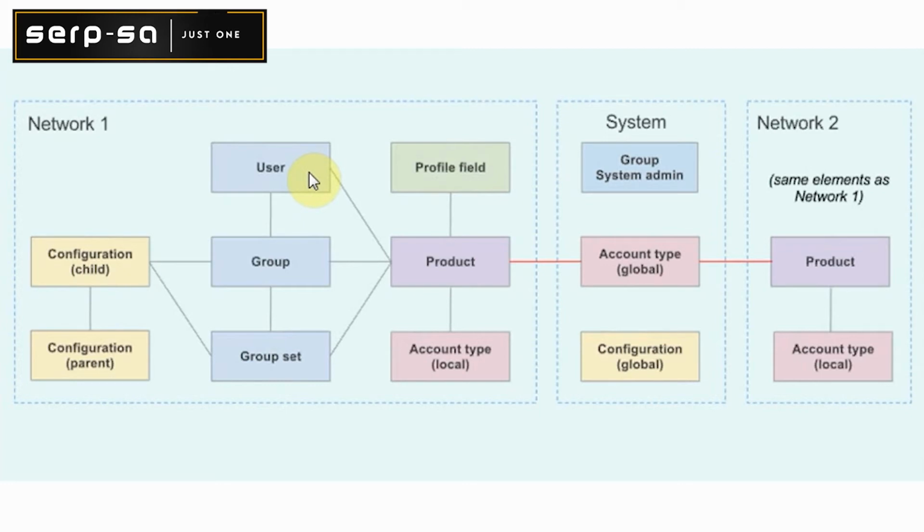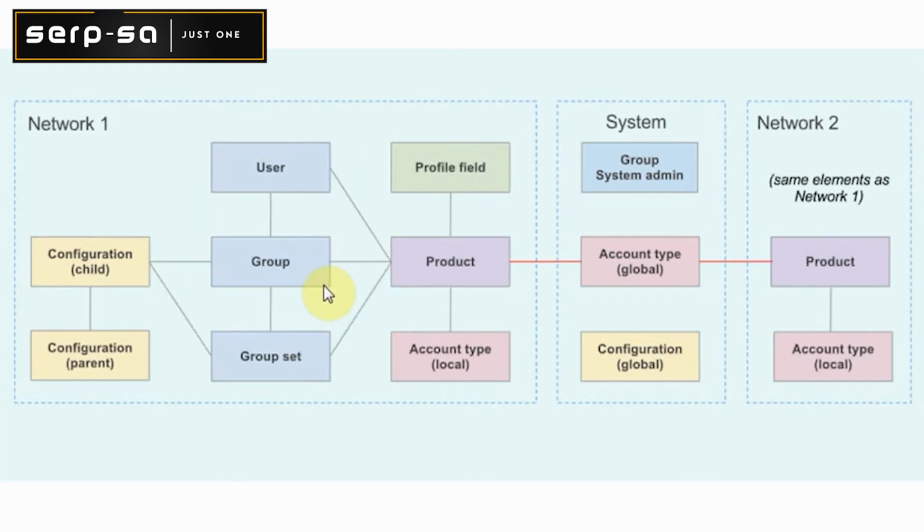Well, as I already said a little bit, the permissions of users are given through products. For example, if we want a user to have a certain profile field, for example birthday, we attach the profile field to the product, and then we can attach this product to a user. If we attach this product to a user, then only this user will have this profile field. If we had attached this product to a group, then all users in this group would have had this profile field, and the same counts for the group set.